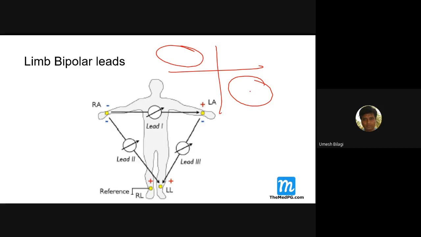This is in the hexagonal or vertical plane. If you see, this is how the heart is arranged. Keeping these in mind, the limb leads have been designed. Now as I said, the positivity is on the left side. Lead 1 has a positive electrode tied to the left upper limb and a negative electrode to the right upper limb. That is lead 1.